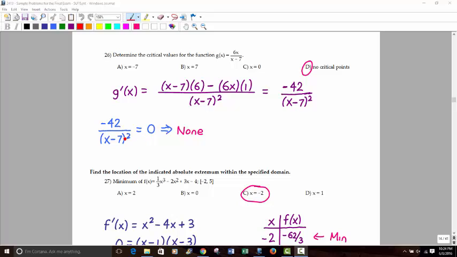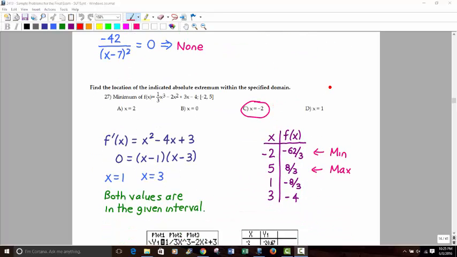Set that equal to 0. Well, there's no way that fraction's ever going to equal 0 because the numerator is always negative 42. So this would have no critical values. 7 would be a discontinuity, not a critical value.